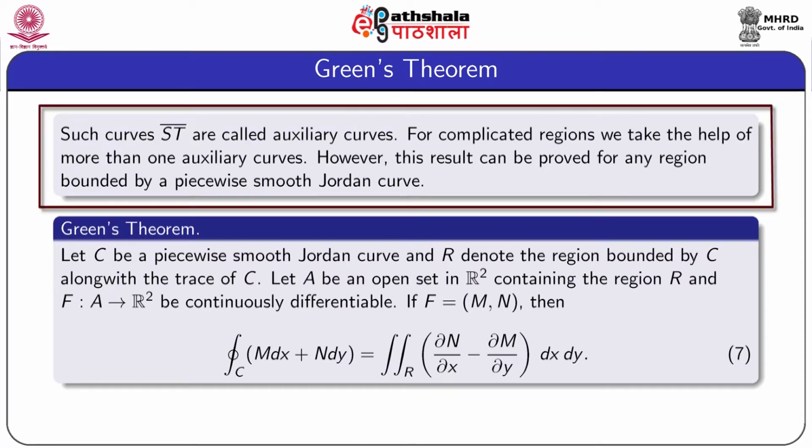Such curves ST are called auxiliary curves. For complicated regions, we take the help of more than one auxiliary curve. However, this result can be proved for any region bounded by a piecewise smooth Jordan curve.